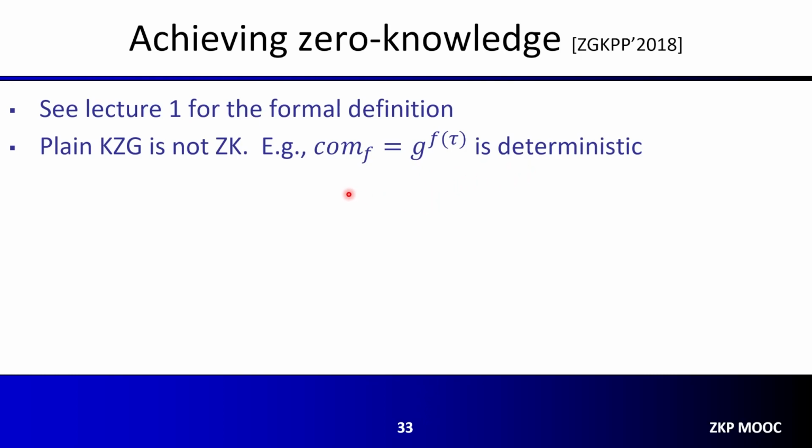In general, you can make any hypothesis about whether a polynomial is of a certain form, then compute the corresponding commitment and check whether it's the same as the real commitment. So in this way, you can learn some information about this secret polynomial. That is why this scheme is not zero knowledge. And the key reason is that this commitment is deterministic and can be computed by anyone.